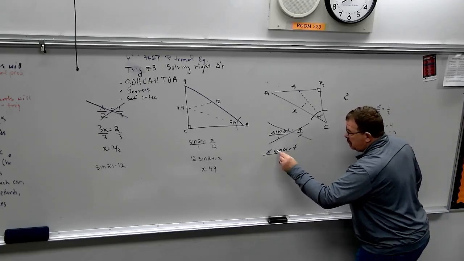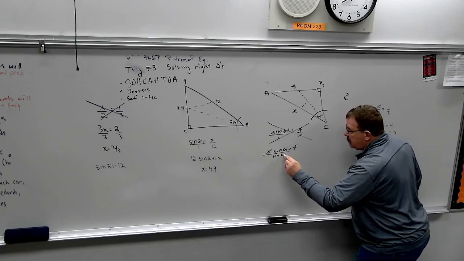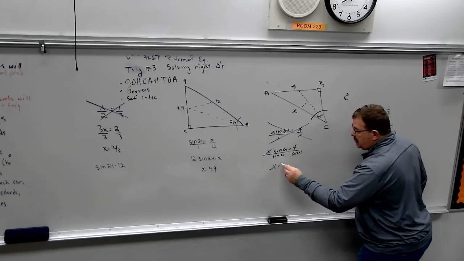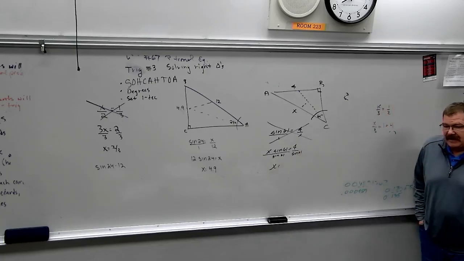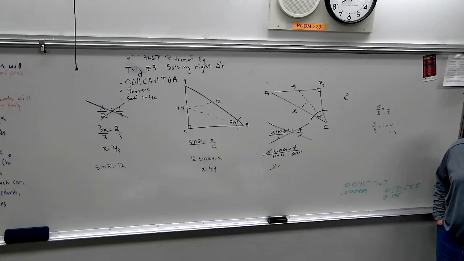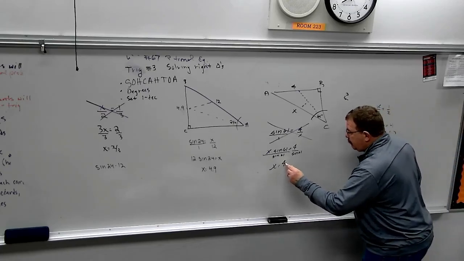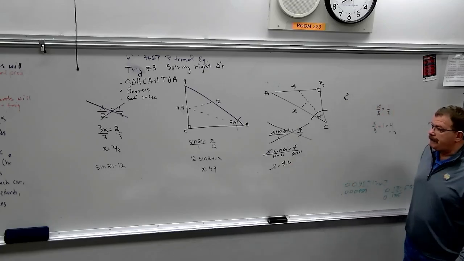Divide by the sine of 61. So there you go. This is as hard as it gets right there. It doesn't get any harder than that. You just sometimes have to divide. So on your calculators, take 4 divided by the sine of 61. 4.6? There you go.